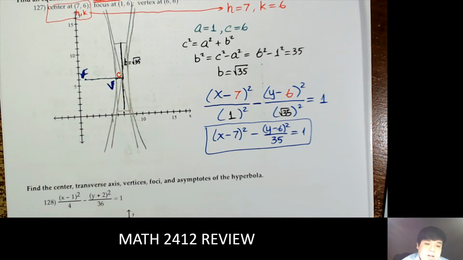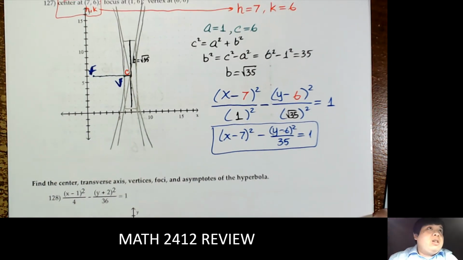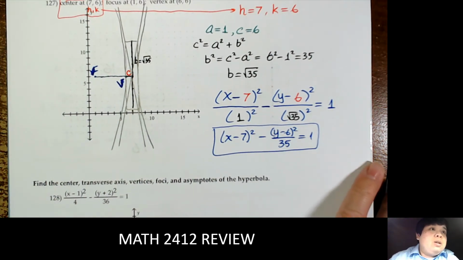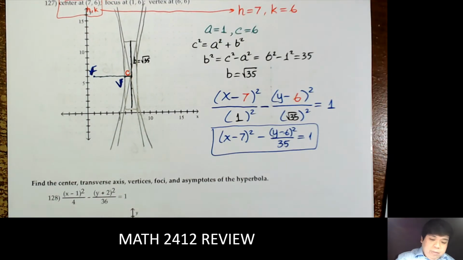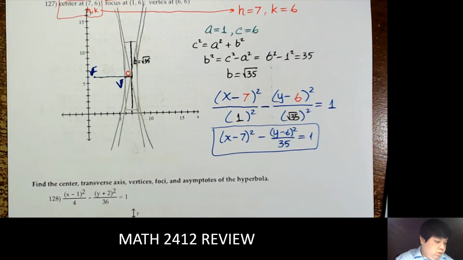Next, we will have an equation, but now we need to find the center, the transverse axis, the vertices, the foci, and asymptotes. So a lot of information. But first, timestamp. Right. First, this one we start with an x. So again, it's going to be horizontal. And the center is h and k. So again, this we start with an x square.